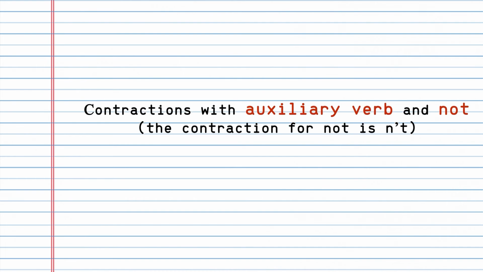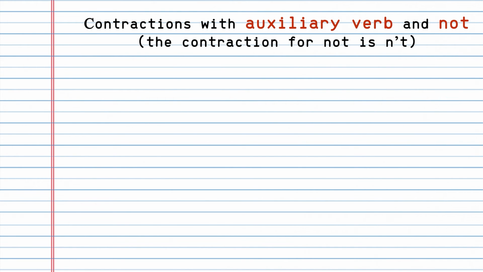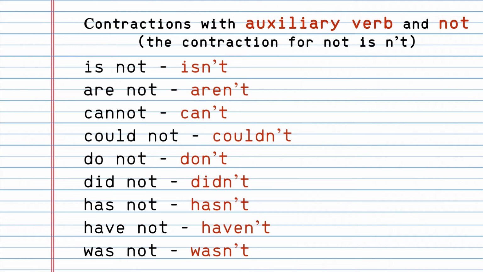The next group is contractions with auxiliary verb and not. The contraction for not is n't. Is not, isn't. Are not, aren't. Cannot, can't. Could not, couldn't. Do not, don't. Did not, didn't.